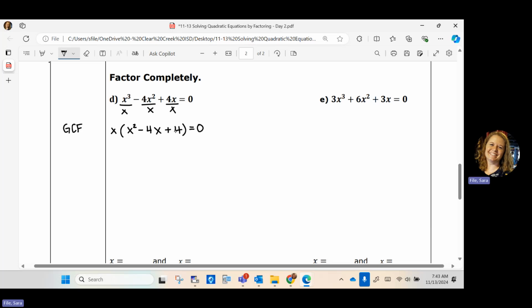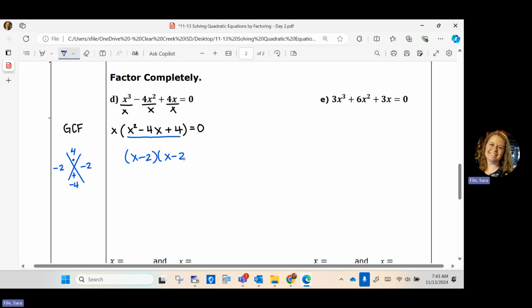Okay, now that trinomial in parentheses is a quadratic, and I can use the x method. So I'm looking for what multiplies to that c value of 4, it's positive, but adds to this b value of -4. So what multiplies to +4 but adds to -4? -2 and -2, both negative, so that they multiply to a positive, but add to that -4. Okay, so that is going to be x minus 2, x minus 2. And then I've still got that GCF of x in the front that didn't go anywhere. It's all still equal to 0.